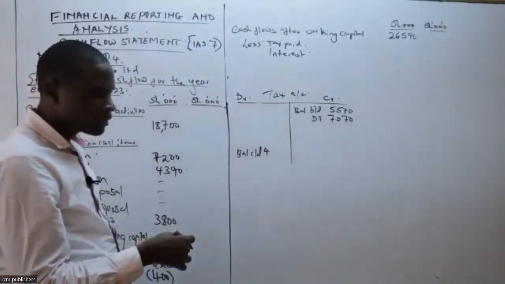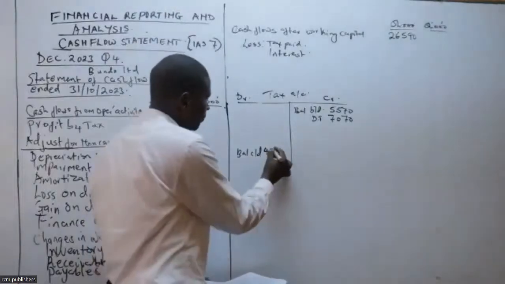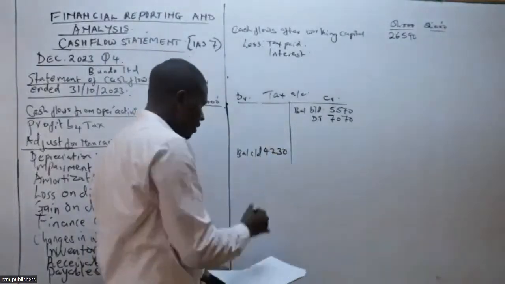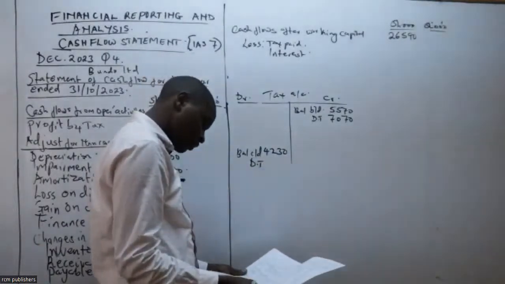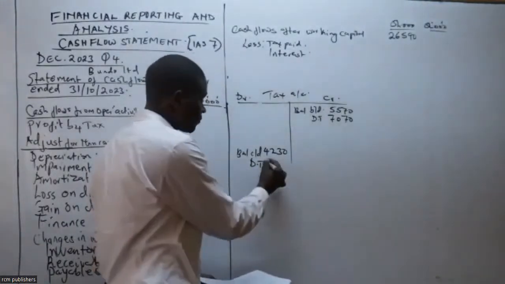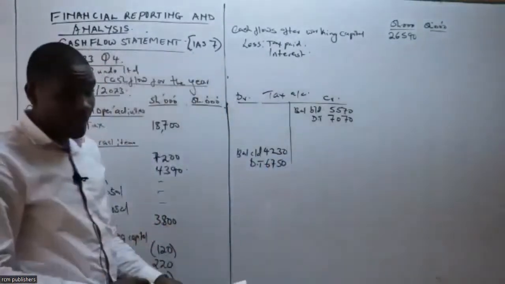Kristen, just confirm. So 4230. And then we have the deferred tax on the same. If you look carefully, how much is it? That deferred tax is 6750. Then there was some information regarding this.